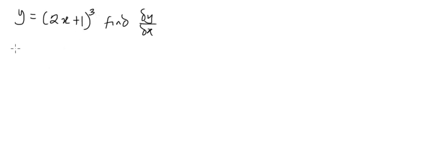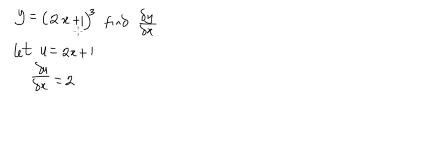So what we do here is we say let u equal 2x plus 1. So if u equals 2x plus 1, we find du/dx, and if we do that, what is du/dx? There's a 1 here multiplied by 2, that's a 2. So we have 2, that is du/dx. And do not forget we said u equals 2x plus 1, so we return this back here, and that means y equals u raised to the power of 3.